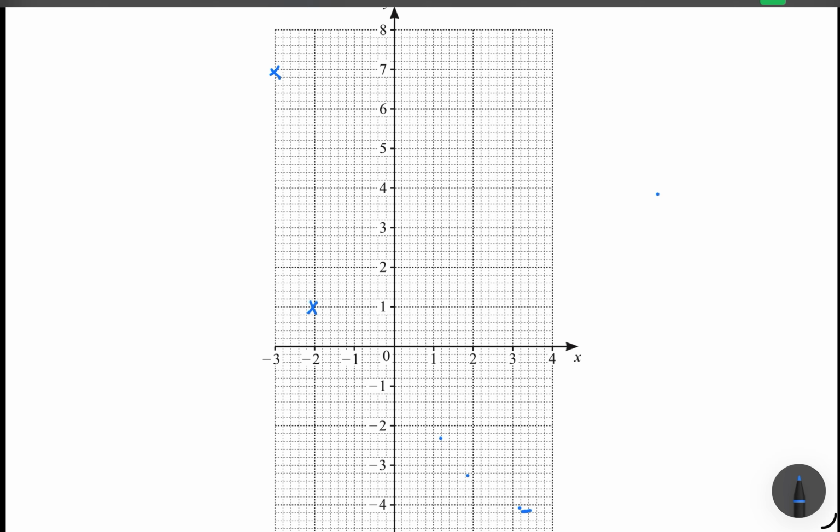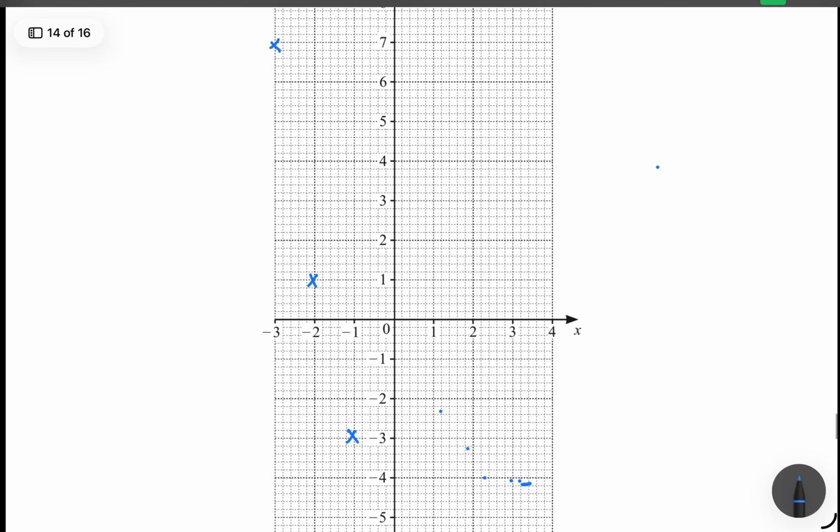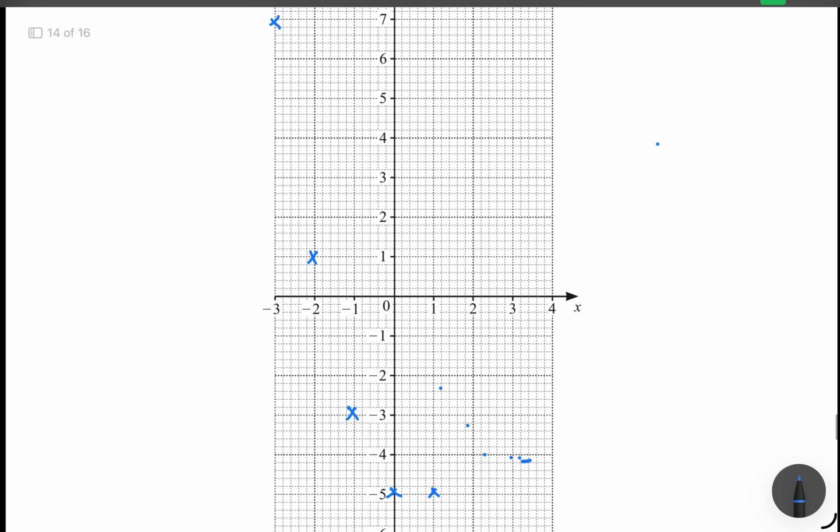So negative 1 and negative 3. Negative 1 and negative 3 is here. So 0 and negative 5. 0 and negative 5. Then 1 and negative 5. 1 and negative 5, 2 and negative 3, then we have 3 and 1, it's here, then we have 4 and 7, it's here. Then you draw a freehand curve, okay, like this. So when you come here down at this part, make a curve like this. So then you go, here you go, right? So this is our graph, right?